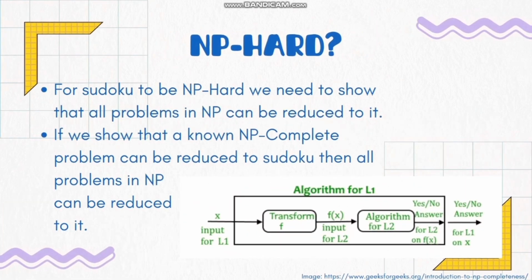Now for this problem to be NP-hard, we need to show that all problems in NP can be reduced to it. So instead of showing that all problems in NP can reduce to Sudoku, we can choose one NP-complete problem and reduce it to Sudoku. Then essentially we'd have shown that all problems in NP can be reduced to Sudoku. Now this was the fairly straightforward part. Now we'll move to a more complex part, which is an actual reduction of an NP-complete problem to Sudoku.